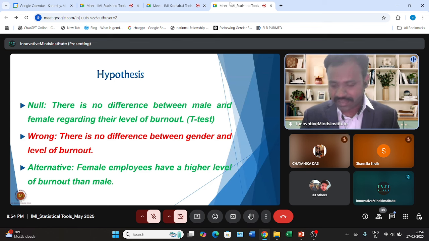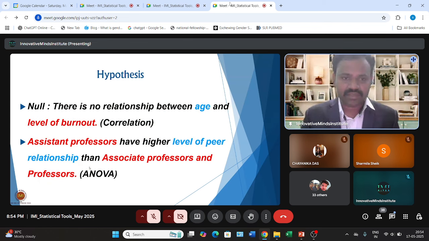Like that. In this also, the second hypothesis, assistant professors have a higher level of peer relationship than associate professor and professor. Here, only two variables are there. You should not get confused by seeing assistant, associate, all those things. All these professor categories come under the variable called designation. So that is the thing we have written in a different manner. This can be written in another way also.